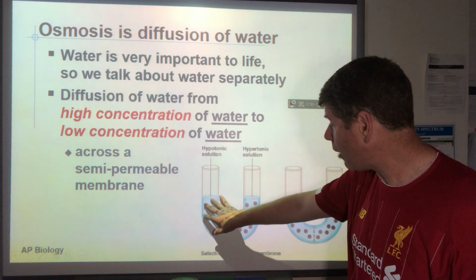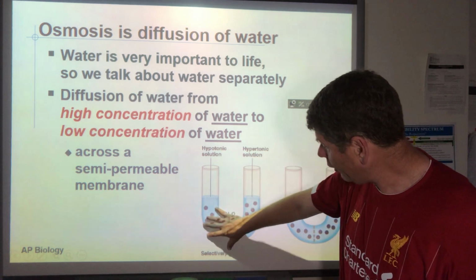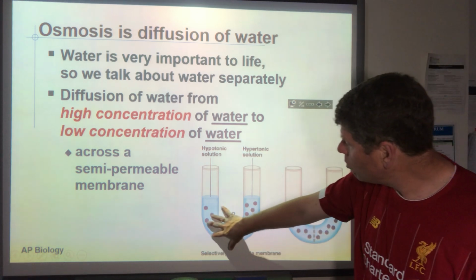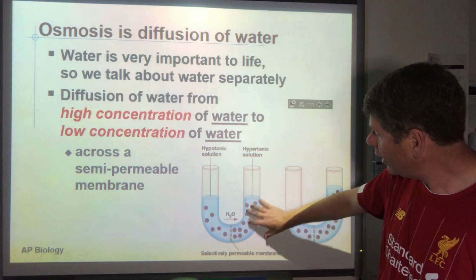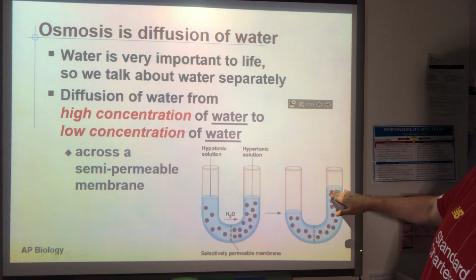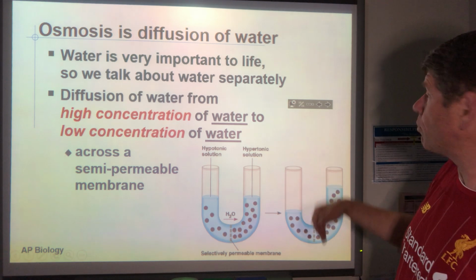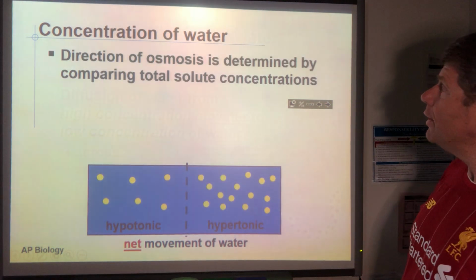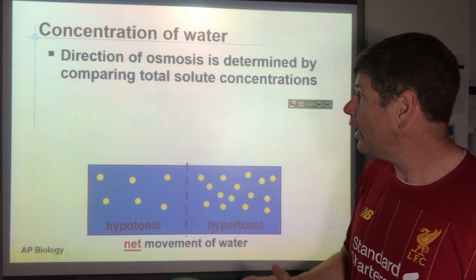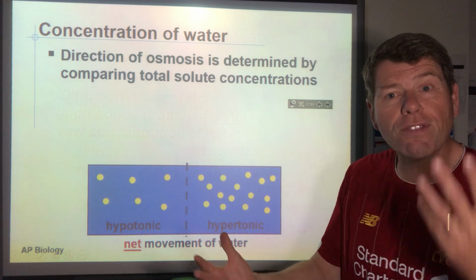The water is represented by the blue liquid, right? So here we have lots of water, you can see it, compared to this side. So we expect that the water will move from where it's highly concentrated to where there's less water. And so actually over time, we'd see the water level rise on the right-hand side of this U-tube. All right? That's a water pressure thing. So the direction of osmosis is determined by comparing the total solute concentration from each side of the barrier.